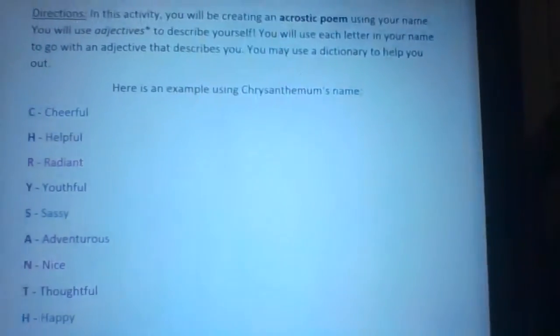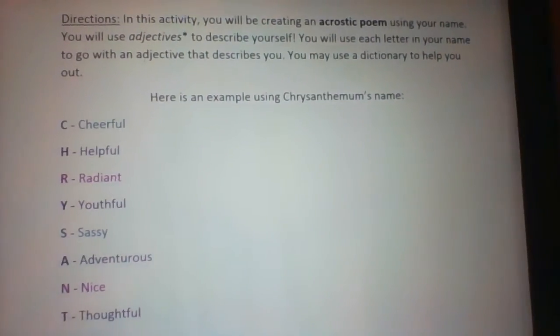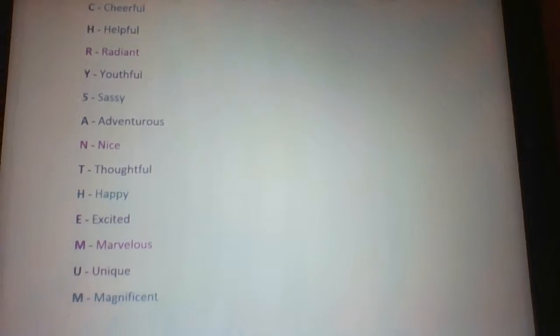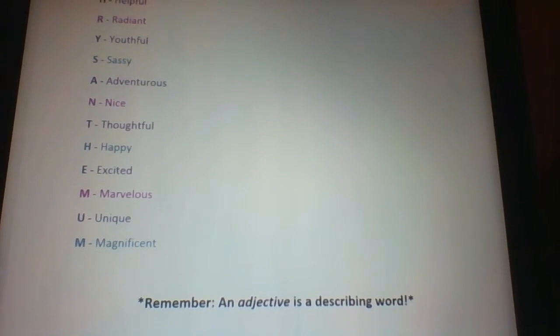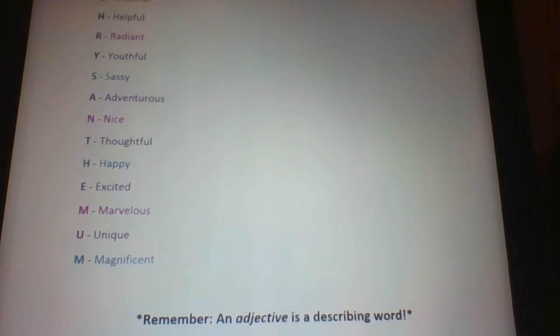So if we take a look real quick, I have the title page, the directions page, there's my example there, and down at the bottom I have a little reminder, just so that they know what an adjective is, just in case they forgot.